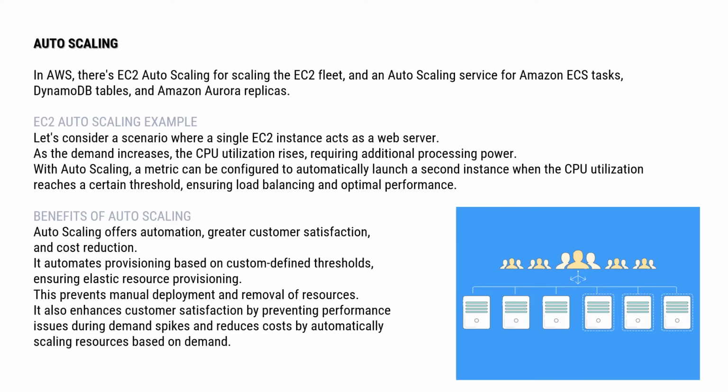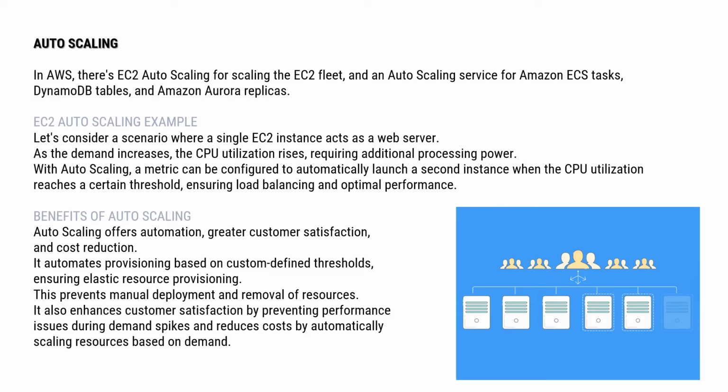In AWS, there's EC2 Auto Scaling for scaling the EC2 fleet and an Auto Scaling service for Amazon ECS tasks, DynamoDB tables, and Amazon Aurora replicas. Let's consider a scenario where a single EC2 instance acts as a web server. As the demand increases, the CPU utilization rises, requiring additional processing power. With Auto Scaling, a metric can be configured to automatically launch a second instance when the CPU utilization reaches a certain threshold, ensuring load balancing and optimal performance.